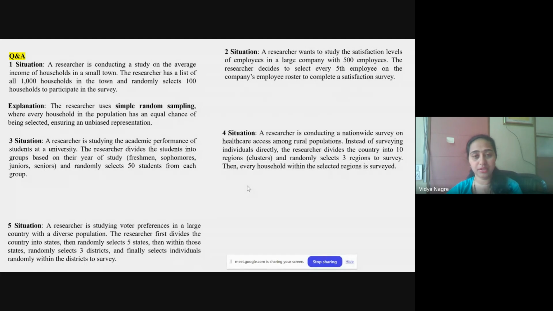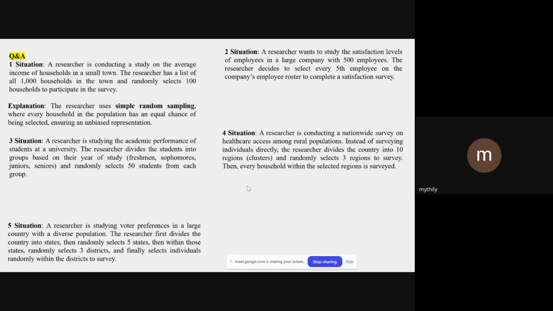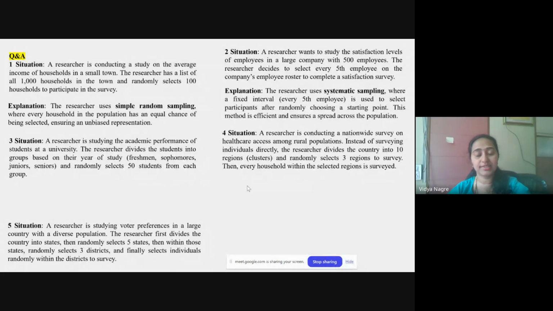Now we move ahead with situation 2. A researcher wants to study the satisfaction levels of employees in a large company with 500 employees. The researcher decides to select every 5th employee on the company's employee roster to complete a satisfaction survey. What do we call this kind of sampling? Every fifth, then 10th, then 15th, then 20th. What do you call it? Systematic sampling. Correct.